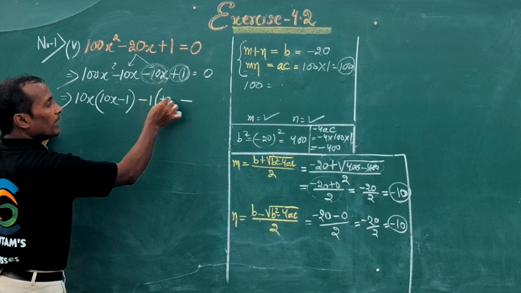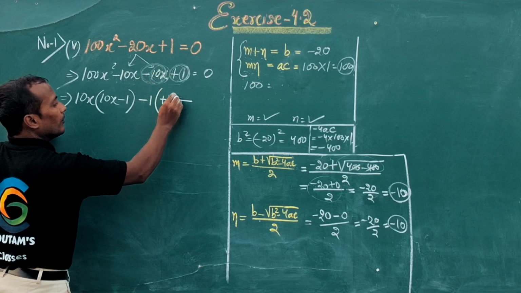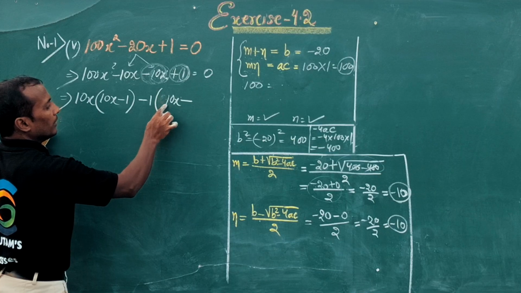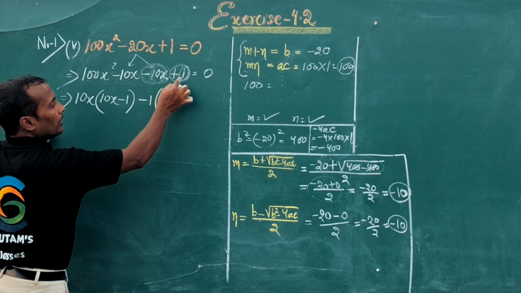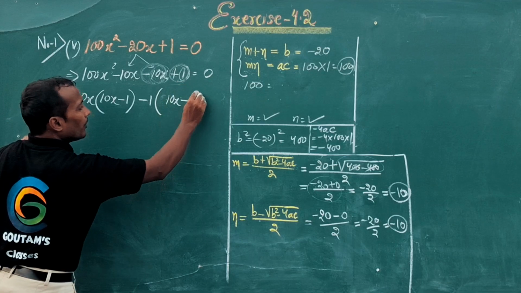What is left in place of 10x? Because 1 is taken common, so in place of 10x, 10x itself is left. And this plus, if I omit, there is no problem. It means plus 10x. Now, in place of 1, what is left? Because 1 is taken common, so in place of 1, same, 1 is left.